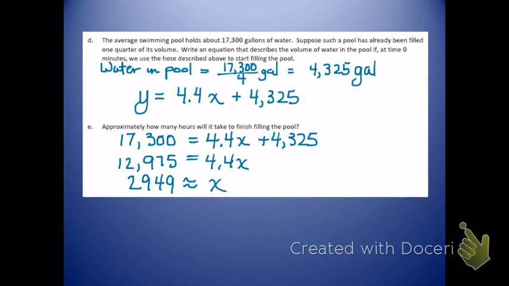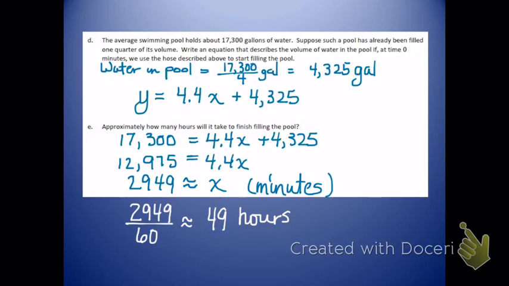Okay, so that seems like a lot of time, but if I come back here and check, I realize, oh, that's minutes. My rate here is 4.4 gallons per minute. So this is the number of minutes. So since I'm asked how many hours it's going to take to fill the pool, I need to do some converting. So to convert minutes to hours, I'm going to divide by 60, and notice that it's about 49 hours that it's going to take to fill the pool, a little bit over 49.